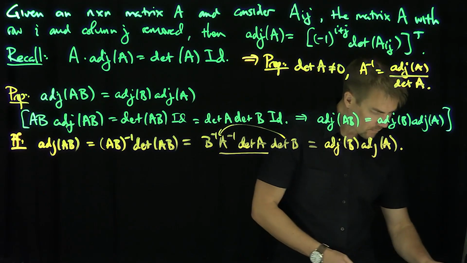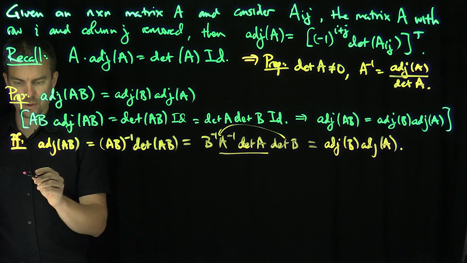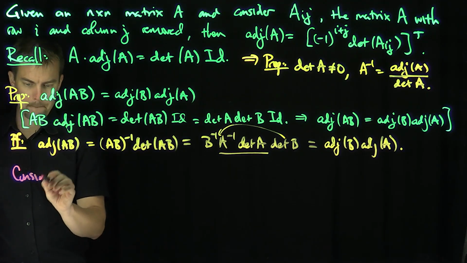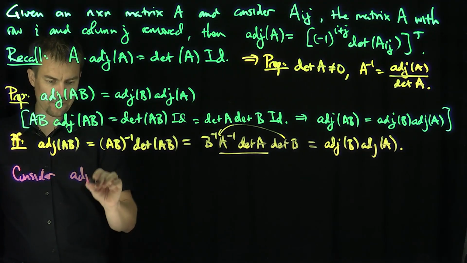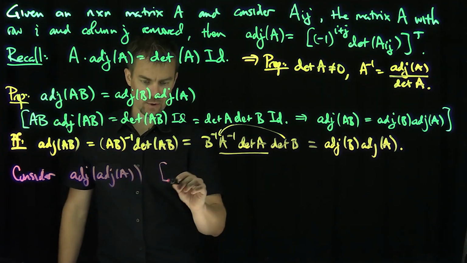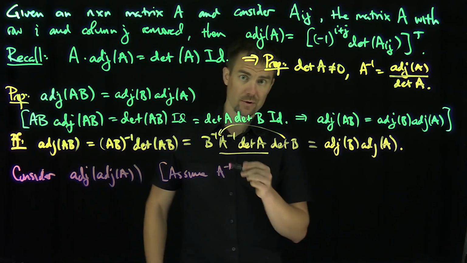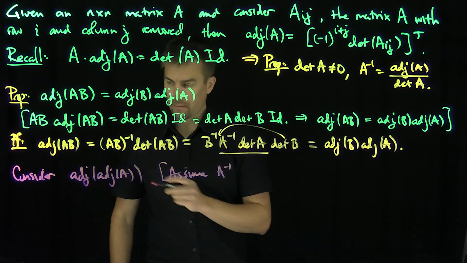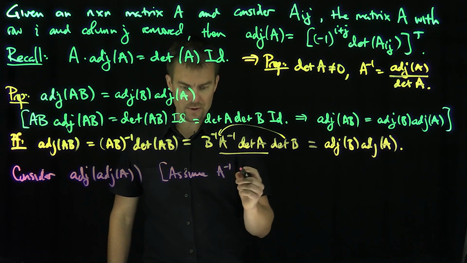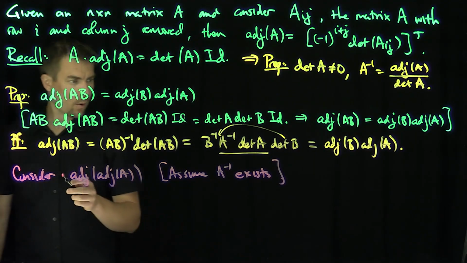And now, what if we do two adjugates in a row? So here's the next proposition. Let's now consider the adjugate of A. And again, we're going to assume that A inverse exists, and then we're going to use the continuity, the density of the matrices whose eigenvalues are not 0. Then what will this give us over here?